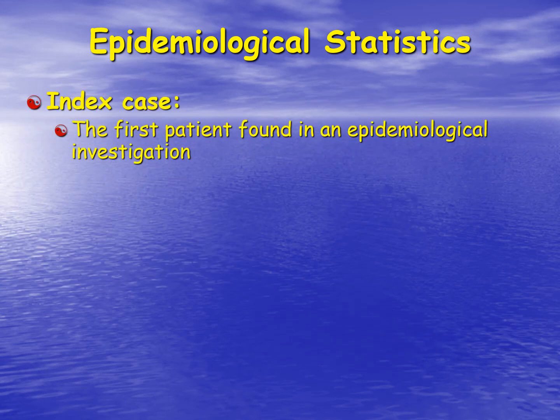Oftentimes, we try to find the first patient found in an epidemiological outbreak. And this is sometimes referred to as the index case or patient zero.